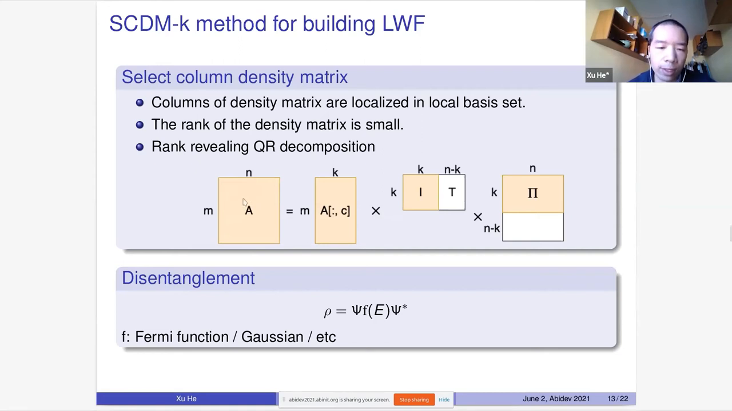Then for a single k, this is easily done. But in a periodic system, we need something more. One problem is the disentanglement, because we only want to select a few branches. If we take a look at the density matrix, it is written in this way. The psi here is the wave function and F is the occupation function, which for electrons is usually the Fermi function. But here we actually don't really need the density matrix. We need something similar. So we can define the F. It can still be a Fermi function, but we could use other things like a Gaussian or something else, which will represent the spectrum we are most interested in. Then the selected columns of this density matrix will be enough to represent that energy range.